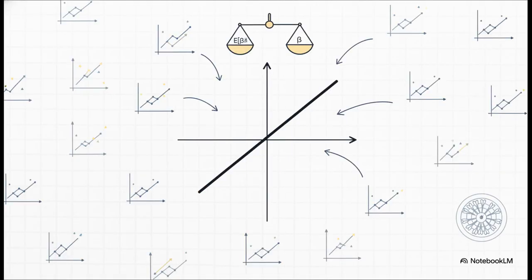Let's zoom in on unbiasedness, because this is so important. It doesn't mean that the estimate from your one sample is going to be perfect. Of course not. But what it does mean is that if you could repeat your experiment 1,000 times, take 1,000 different samples, and run 1,000 regressions, the average of all your estimated coefficients would land exactly spot on the true value. It's like a dart player who, on average, hits the bullseye. There's no systematic bias pulling them to one side.